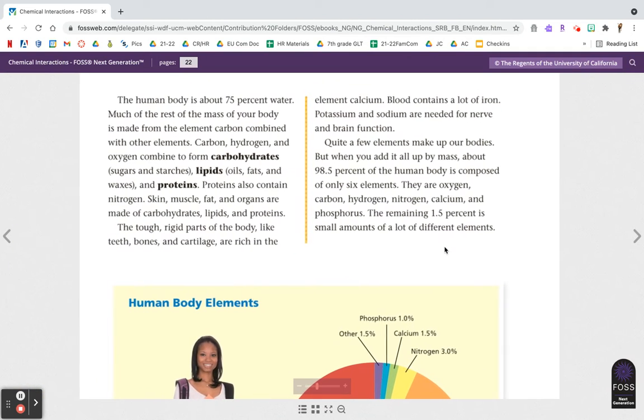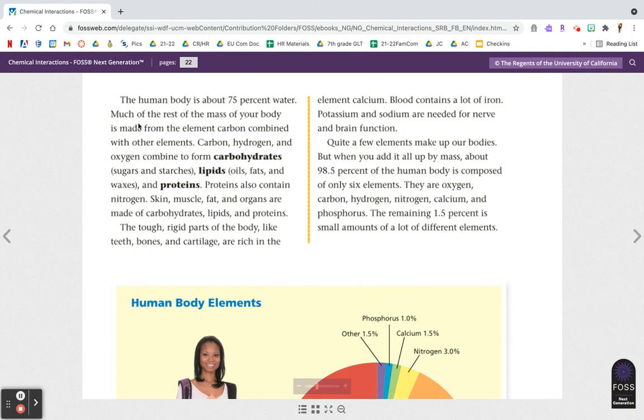The human body is about 75% water. Much of the rest of the mass of your body is made from the element carbon combined with other elements. Carbon, hydrogen, and oxygen combine to form carbohydrates, sugars and starches, lipids, oils, fats, and waxes, and proteins. Proteins also contain nitrogen. Skin, muscle, fat, and organs are made of carbohydrates, lipids, and proteins.